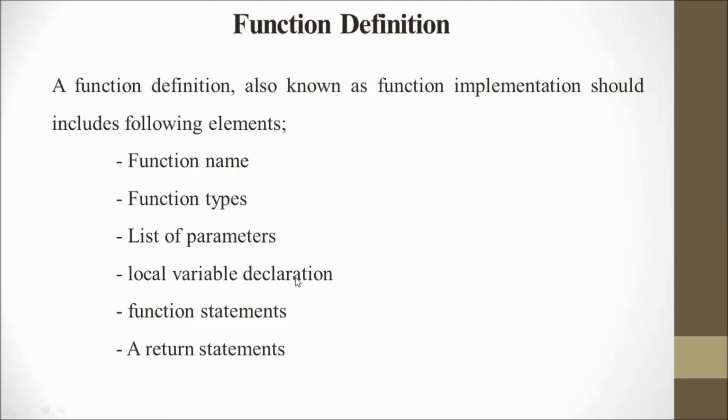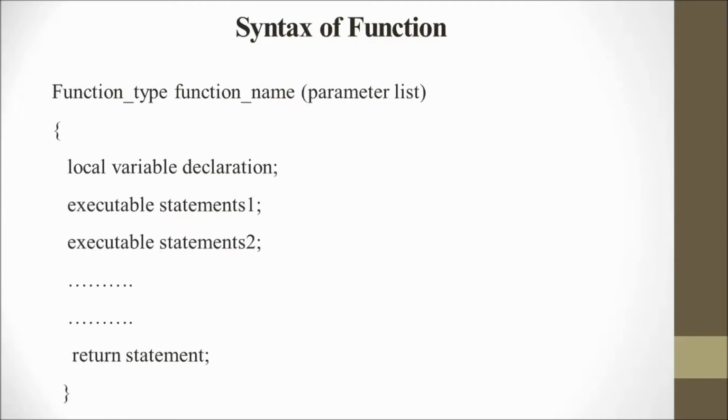Local variable declaration. Inside the function we can declare some variables, so that is called local variable declaration. Function statements. Inside the function we declare some function statements like printf or any statements, and a return statement. In the last of the function we return. Suppose we calculate the values in a function, so the result should be returned to the main function. So here in the function we should use a return statement. So this is the syntax of a function.